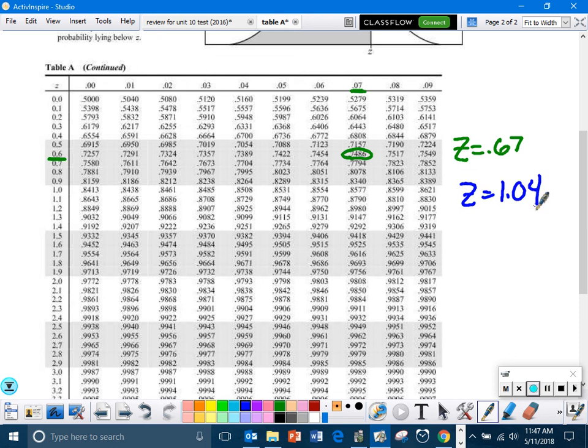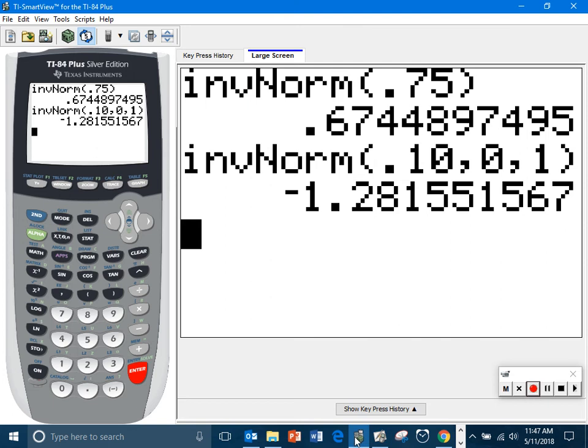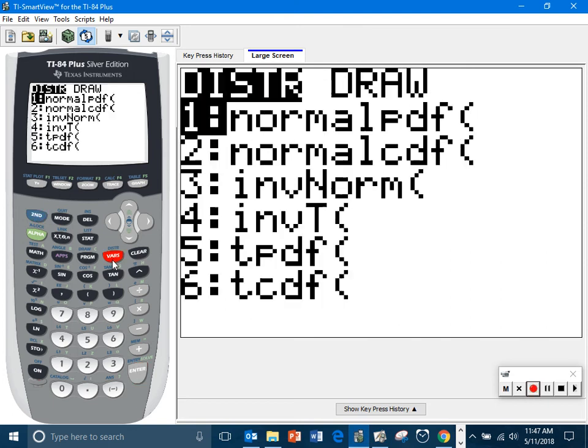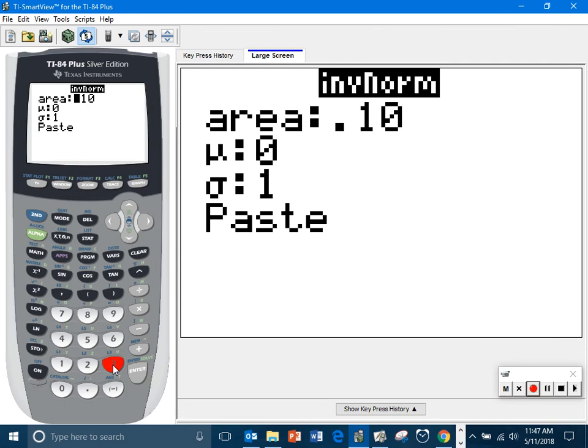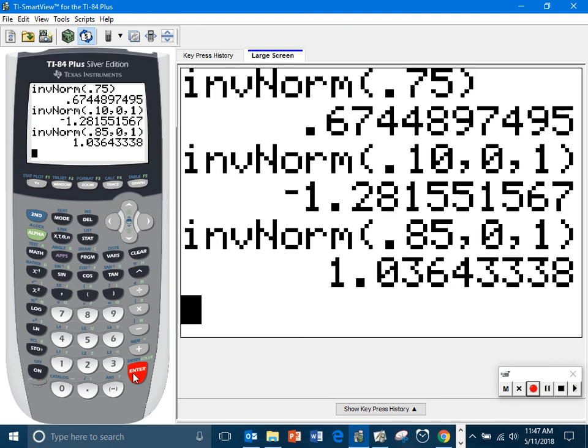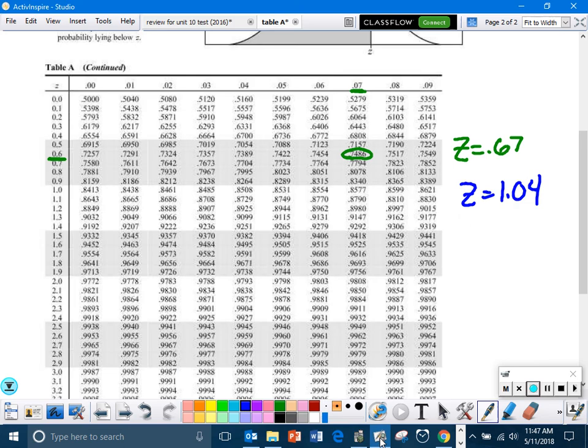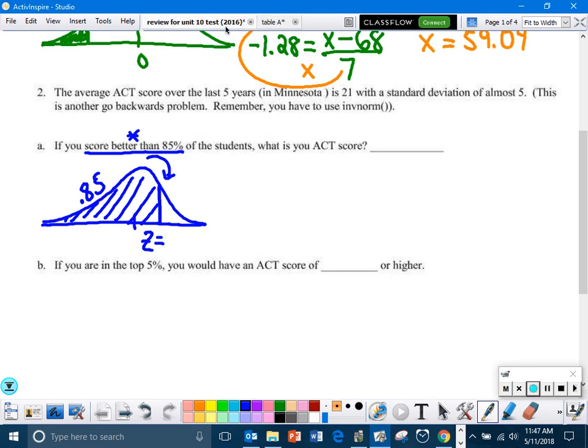All right, so now the calculator. I'm going to put in, again, what's to the left. 0.85 is to the left. We should get the same thing, 1.04. So z equals the inverse norm of 0.85, and we get 1.04.